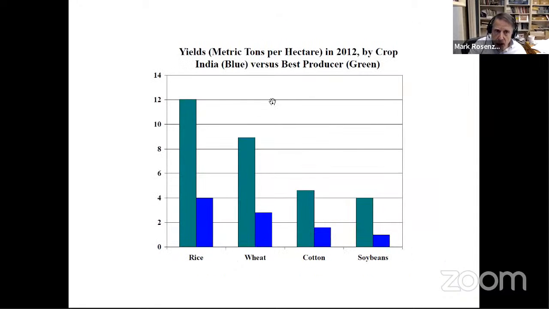Now, if we focus on India, it's not just soybeans. It's rice, it's wheat, it's cotton. All these are far less productive in India compared to the high-income countries, the best producers in the world. And we already talked about how for cotton, these are the same seeds used in India as in these other countries. So these are comparable in terms of the seed technology, but of course the difference is the scale.